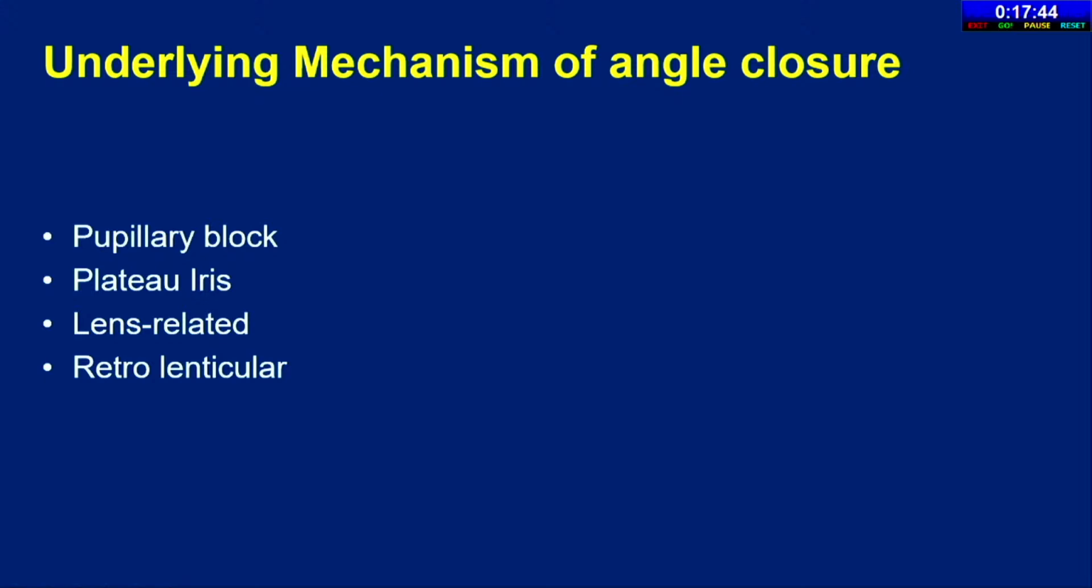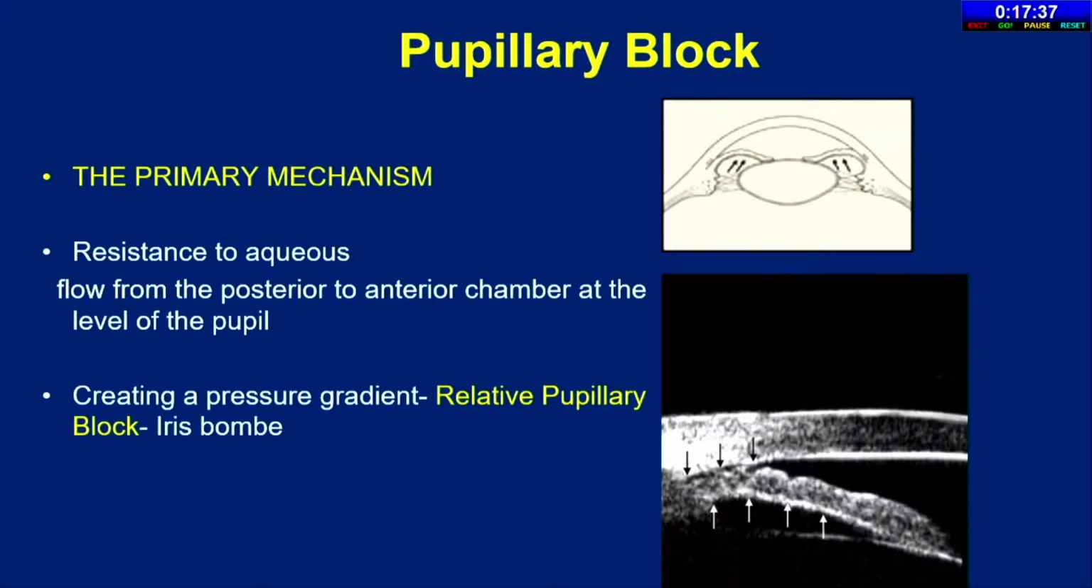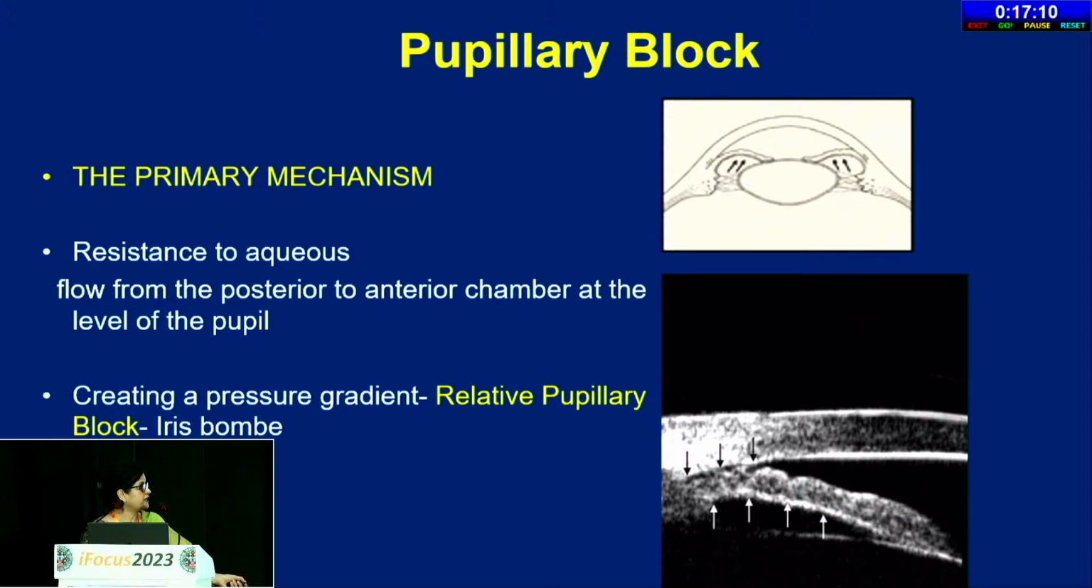So these are the four mechanisms which are important, and the most common mechanism is the pupillary block. So we all know the pupillary block mechanism, which is the most common mechanism for causation of angle closure glaucoma. So what happens in pupillary block glaucoma? As you can see in this picture of UBM, we can see it very clearly that there is a resistance to flow from the posterior to the anterior chamber because of the block at the pupillary area.